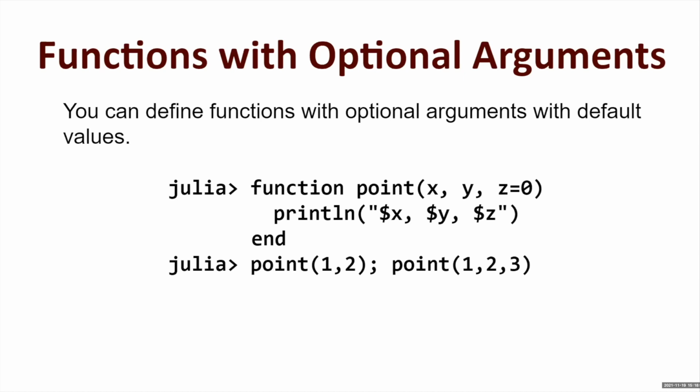If you just call the function point with 2 arguments, 1 and 2, the println will print out 1, 2, 0. But if you call your function with 3 arguments, 1, 2, 3, the last argument will be set to the value of z, because the default value of z won't be used. It will be using whatever you give here, which is a 3.